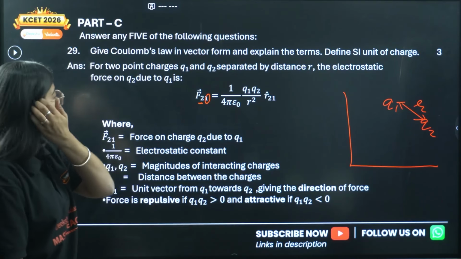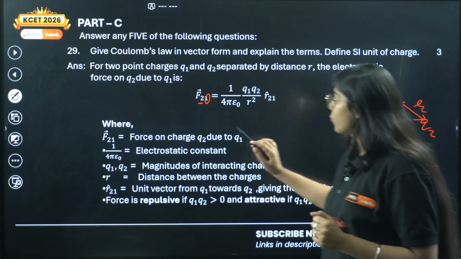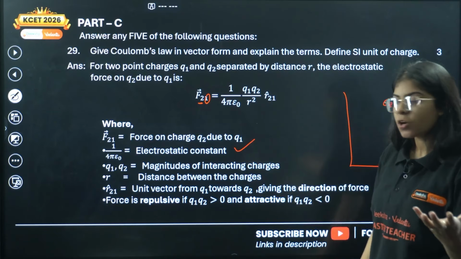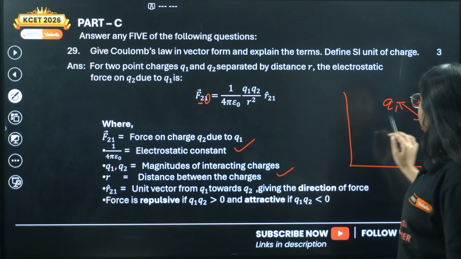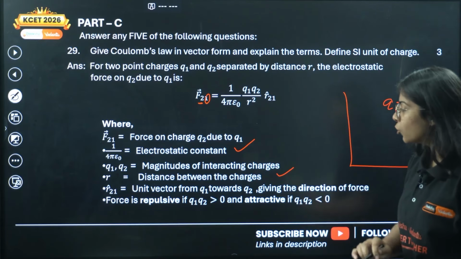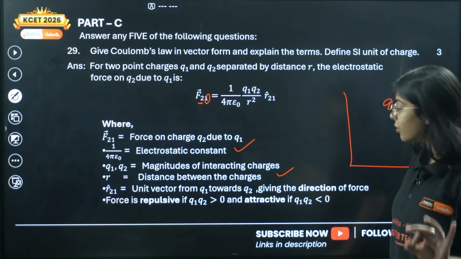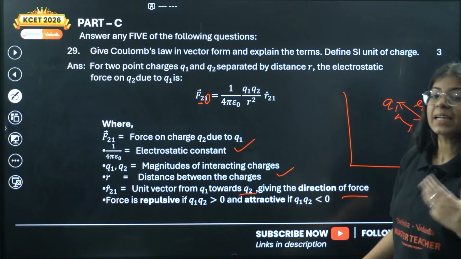What they are also asking is to explain the terms. So F21 is the force on charge Q2 due to Q1, correct? 1 by 4 pi epsilon naught is a constant. Q1, Q2 are the magnitudes of the charges. R is the distance between these charges. R21 cap is a unit vector, not just a vector, towards Q2 due to Q1, giving the direction of the force.